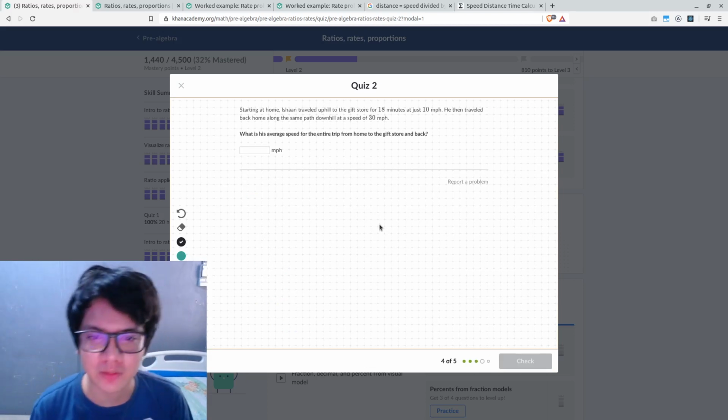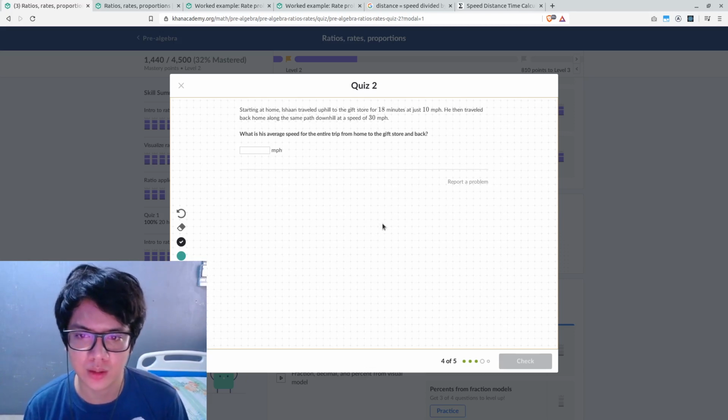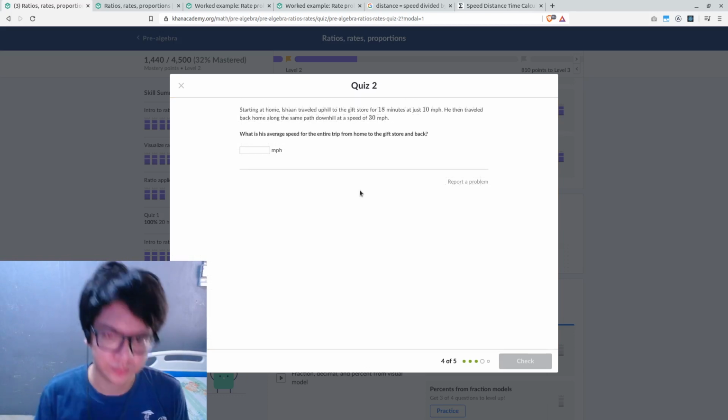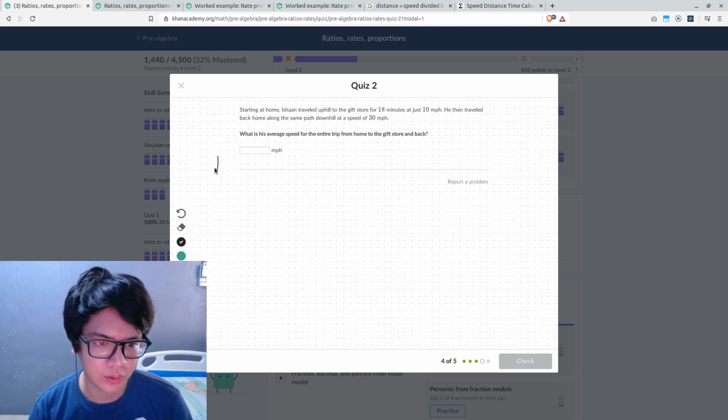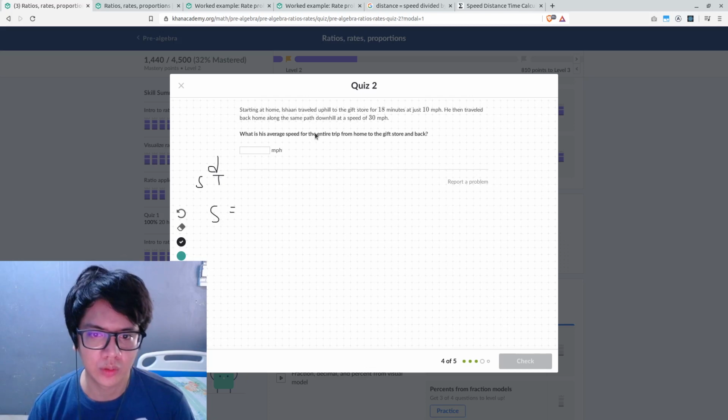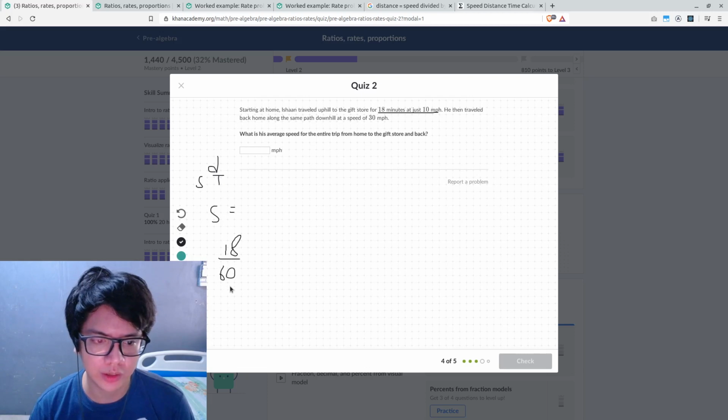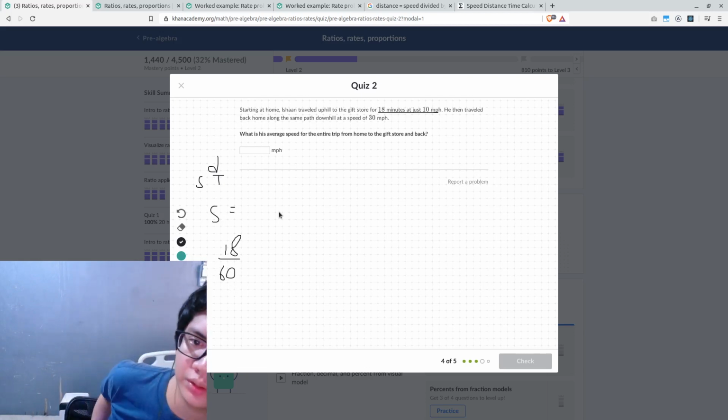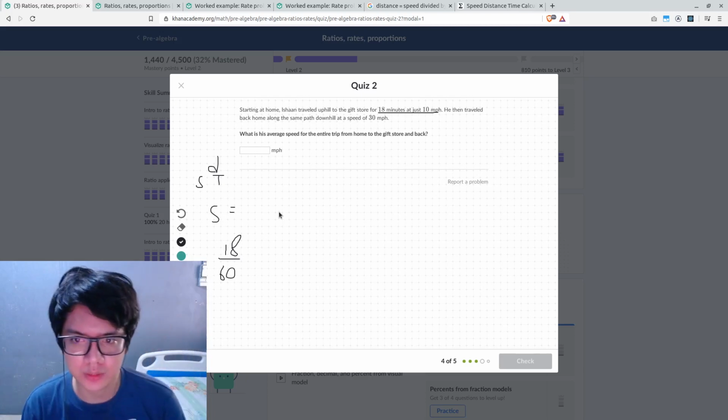Starting at home. Ishan. Wow, that's me. Traveled up to the gift store for 18 minutes at 10 miles per hour. Then you traveled back home along the same path at a speed of 30 miles per hour. What's the average speed for the trip? Oh shit. So, DST. We're solving for the average speed. So let's first figure out this distance. 18 minutes. Oh, it's 18 over 60. Why can't you give me a calculator for this one? At 10 miles per hour.